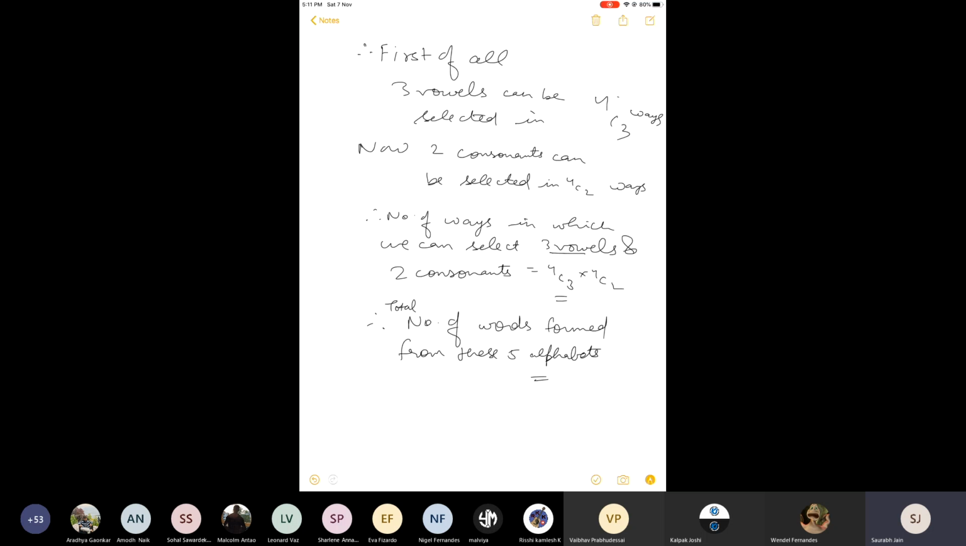See, what is this value? Let me write the value also. 4C3 is 4, 4C2 is 6, this is 24. So the number of ways in which we can select three vowels and two consonants is 24. But this is not the answer. We have simply selected. We have to form the words from these five alphabets. And the words may or may not have meaning. So now who can tell me what is the last step?